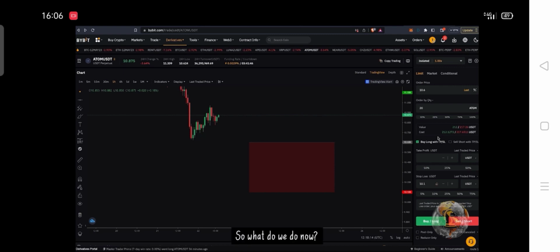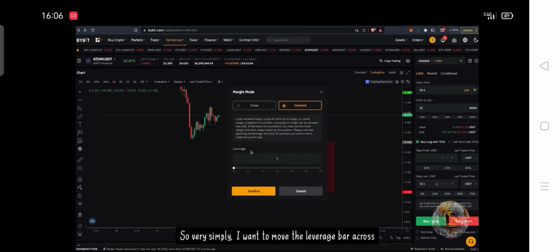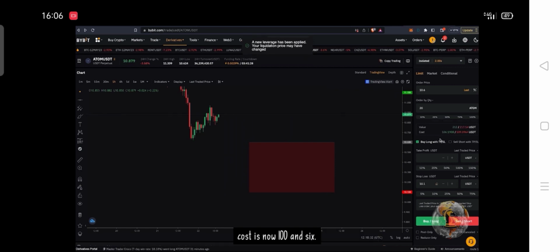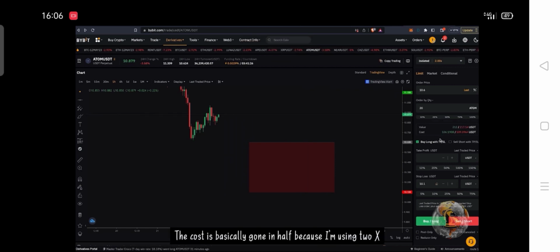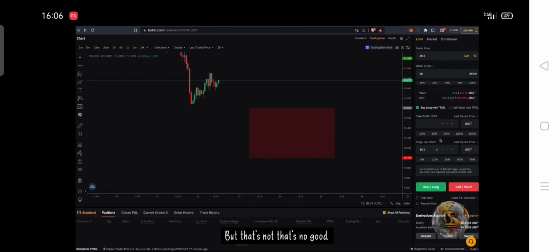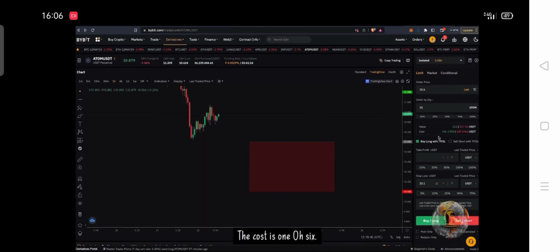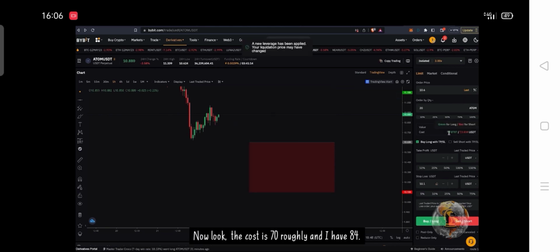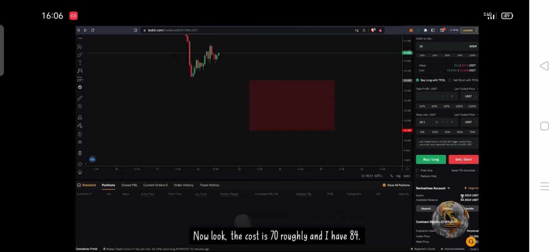I have 84, the cost is 212. So what do? Now we use leverage. So very simply, I want to move the leverage bar across until I have enough collateral for the cost of the trade. So if I move it to 2x and I confirm, we'll see that the cost is now 106. The cost is basically cut in half because I'm using 2x leverage. But that's no good. I have $84. The cost is 106. Still too expensive. I can't do it. So I move it again. Let's say we go to 3. Now, look, the cost is 70, roughly, and I have 84.